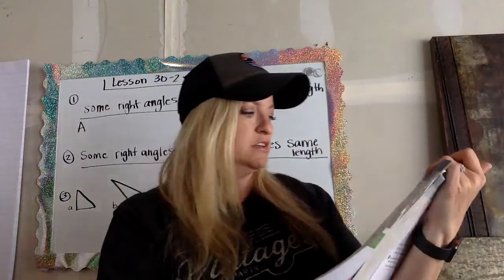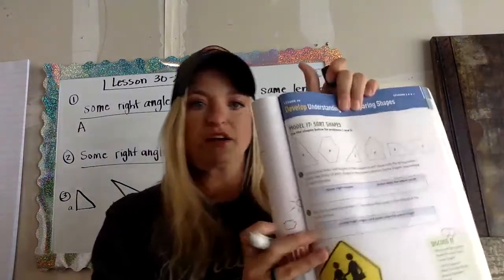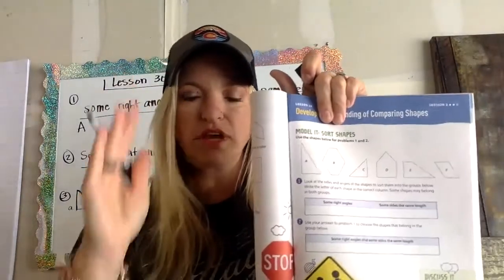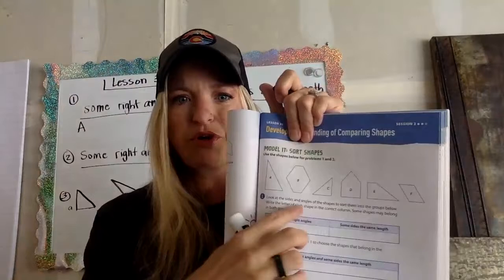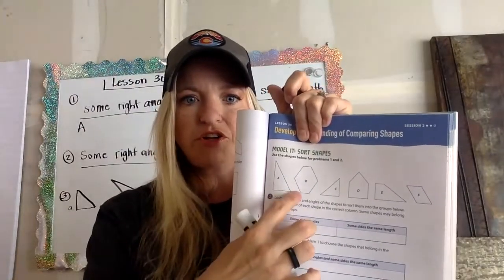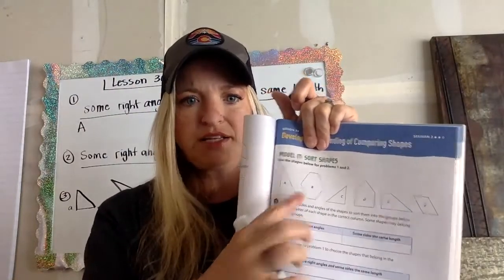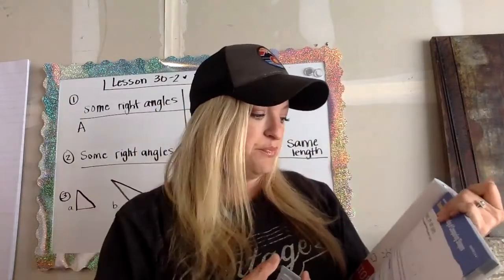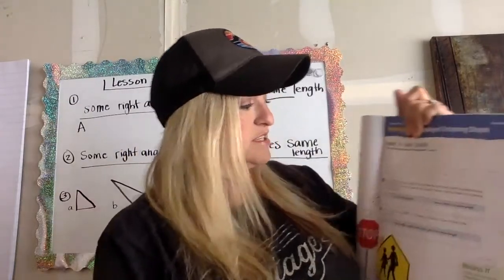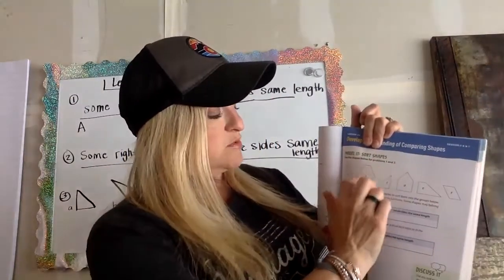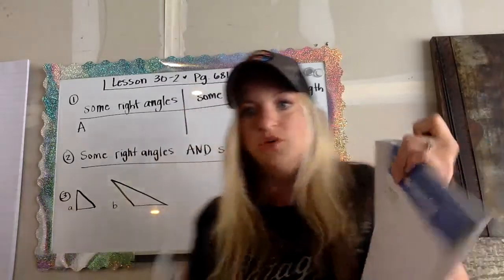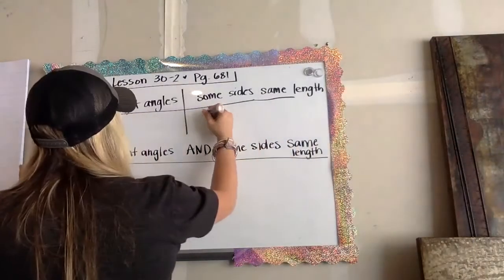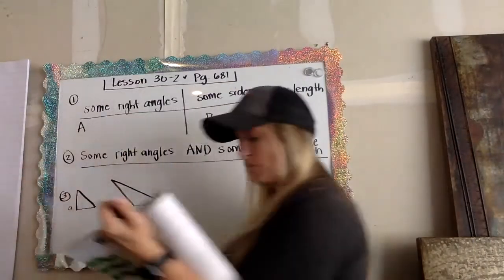B, on the other hand, there are no right angles. There are no angles that go straight up, straight down. They're all pretty wide. But if I were to measure this, and again, I have Mr. Flame's measuring tape, I can definitely tell that these sides are the same length as well as those and those. So it does have some sides the same length. So I would put B here.